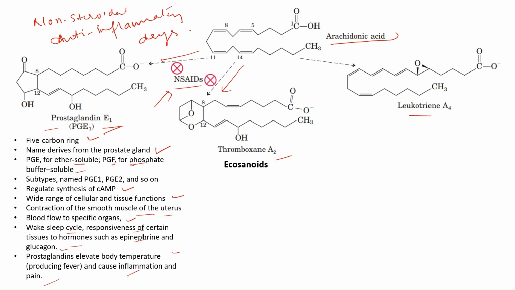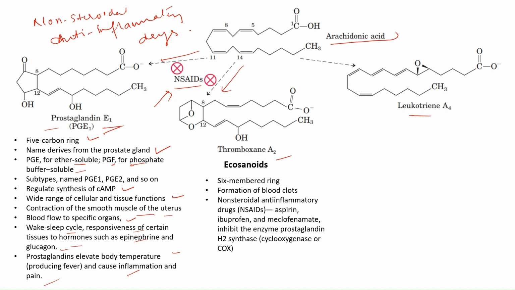So that's why when we have too much inflammation or pain, these painkillers or anti-inflammatory drugs are used, and what they do is they stop the conversion of arachidonic acid to prostaglandins. Now thromboxanes, these are 6-membered rings, and help in the formation of blood clots. These drugs, for example aspirin and ibuprofen, inhibit the enzyme prostaglandin H2 synthase, which is also known as cyclooxygenase or COX, and hence the conversion is not made.